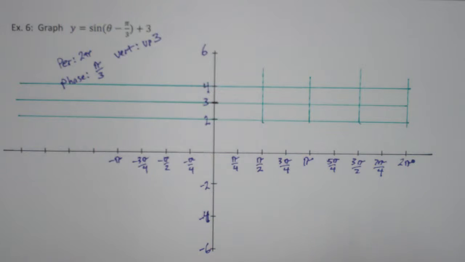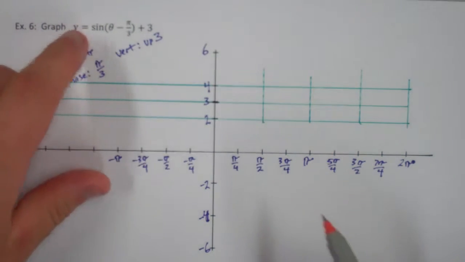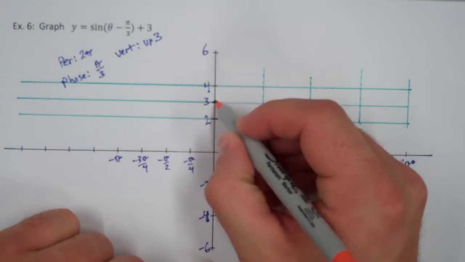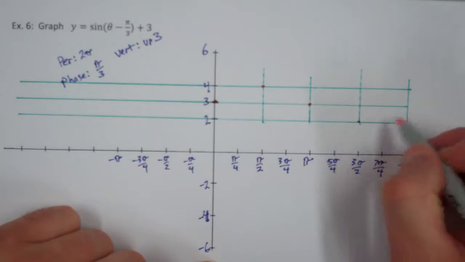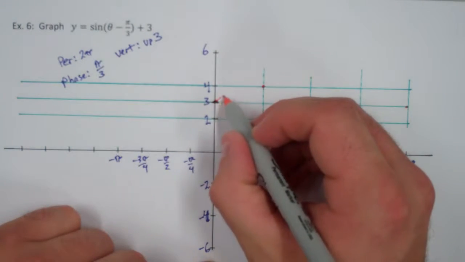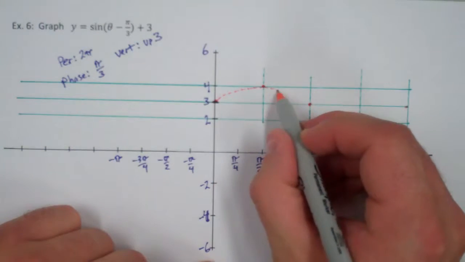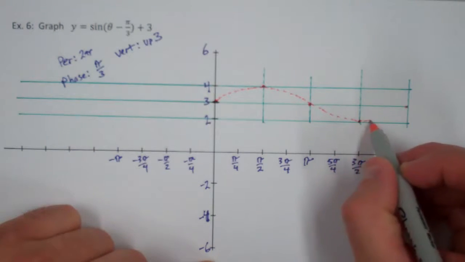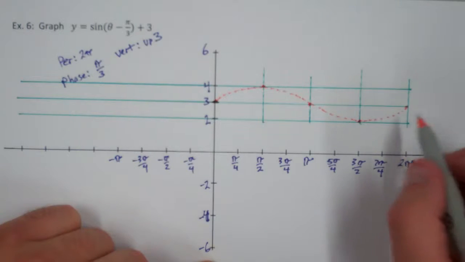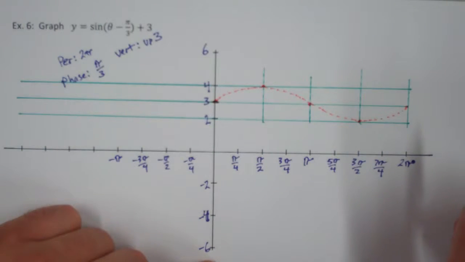Alright, now it's time to graph without the phase shift. So this is a sine curve. It's going to begin at the midline. It's going to go up first, there's no reflection, come back down, and then go back up. So this graph is going to look something like this here. Of course it goes on for a long time.